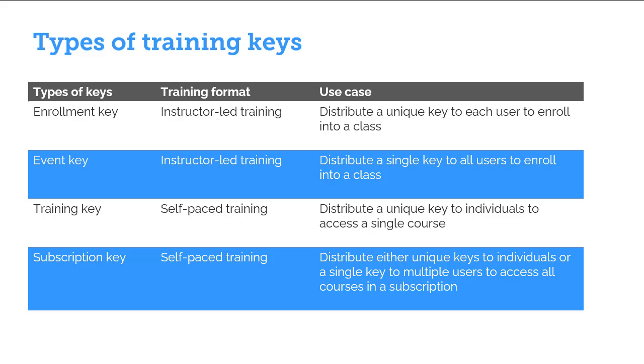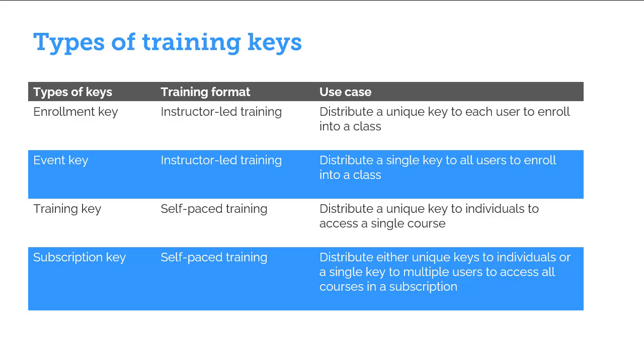And the way it is used is you will distribute a unique key to each user so that they can enroll into the class. An event key is very similar. It is also for instructor-led training, but in this case, instead of distributing unique keys to each user, you have one single key that all the users use to enroll into a class.